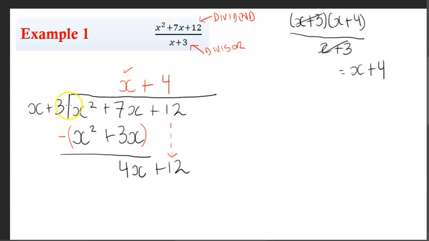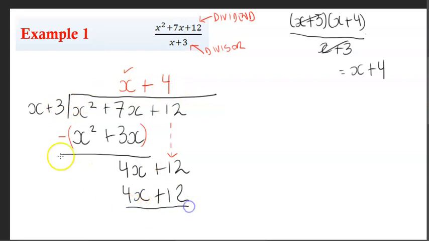Let's take this part here and multiply it now with the positive 4. What is x times 4? 4x, we expect that. And what is 3 times 4? 12.